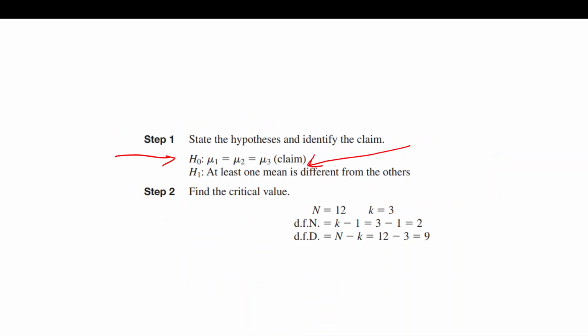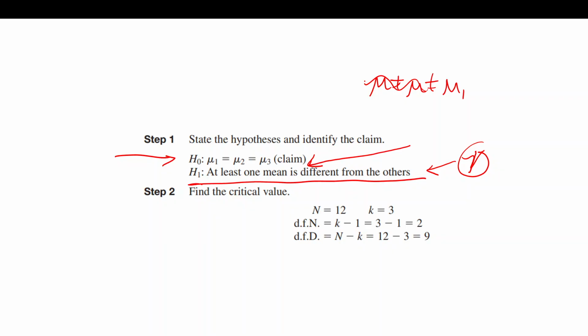Okay. The alt is strictly that one is different. It doesn't matter which one. Be careful. We are not testing this. They don't all have to be unequal. It's just that one of them has to be unequal. Okay. So there has to be at least one that's different from the others.